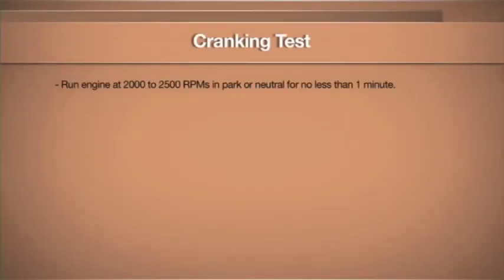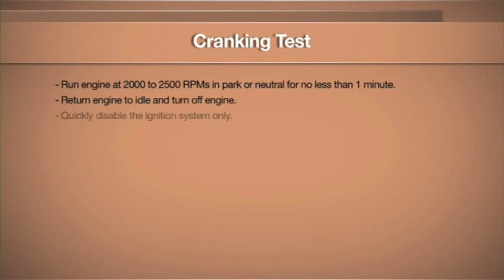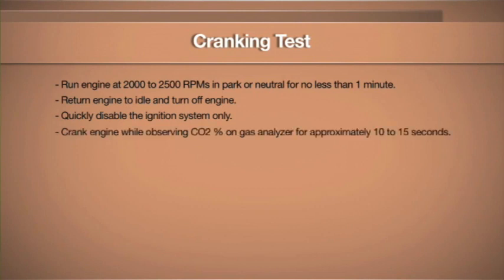Performing a cranking test, what we want to do is prepare the car and precondition the cat. So we want to run the vehicle for a minimum of 1 minute at 2,000 to 2,500 RPM to preheat the catalytic converter. From that point, we want to shut the vehicle down. We want to disable the ignition system as quickly as possible, keeping this to a minimum of 1 to 2 minutes. After we disable the ignition system, we want to crank the vehicle over for 10 to 15 seconds while watching the CO2 levels on our 5-gas analyzer.